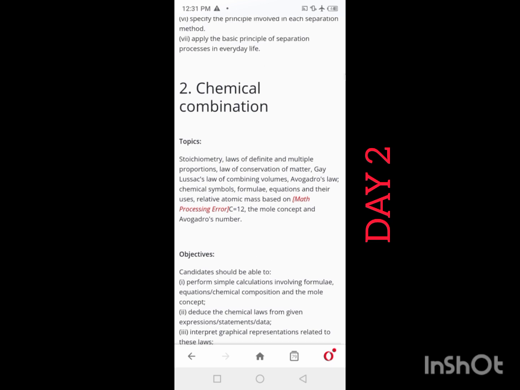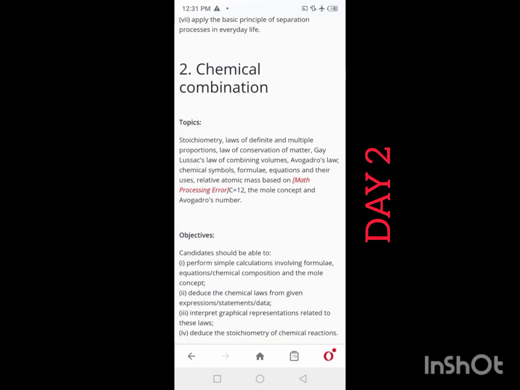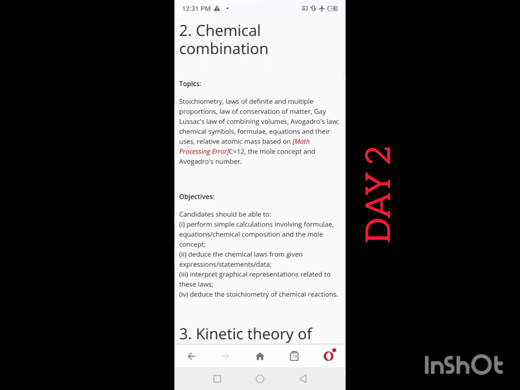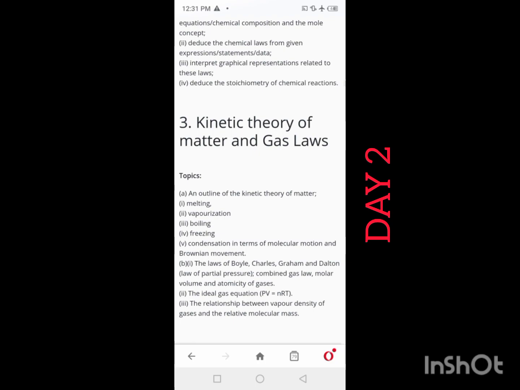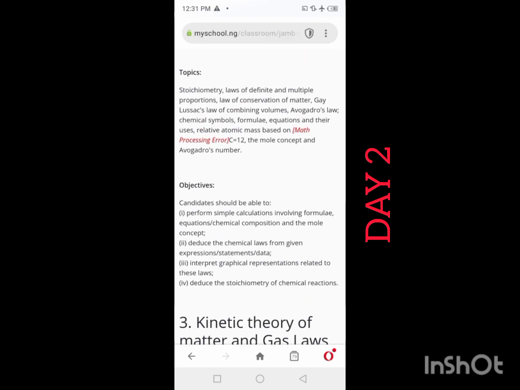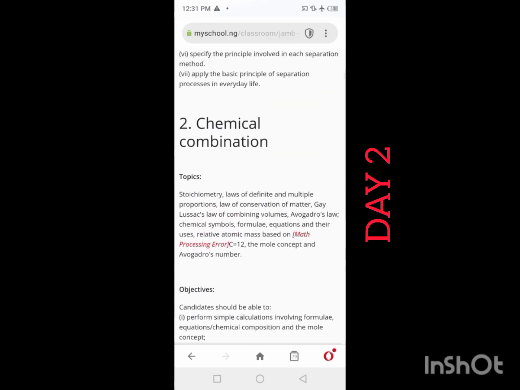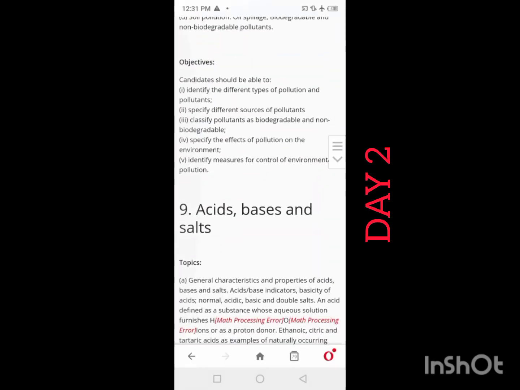On the second day, I'd like you to go ahead with your chemical combination. You see that stoichiometry there, you have to take your time. That is a very big topic that will take you 3 days itself, but I don't know why they smuggled it into that place. It's not as simple as you think. It's not just one word, stoichiometry. It has a lot to do.